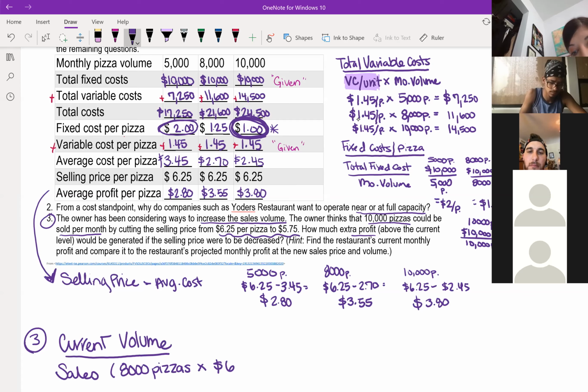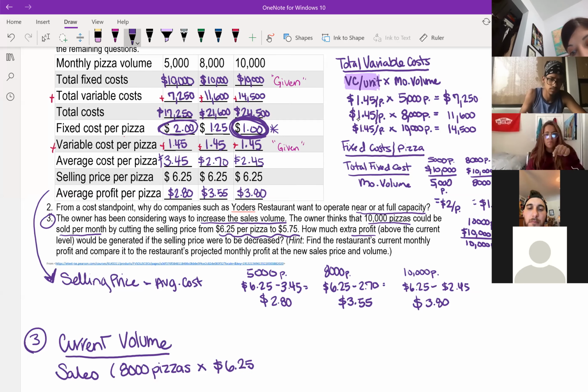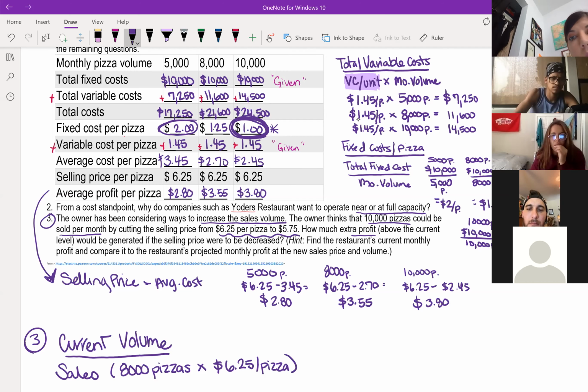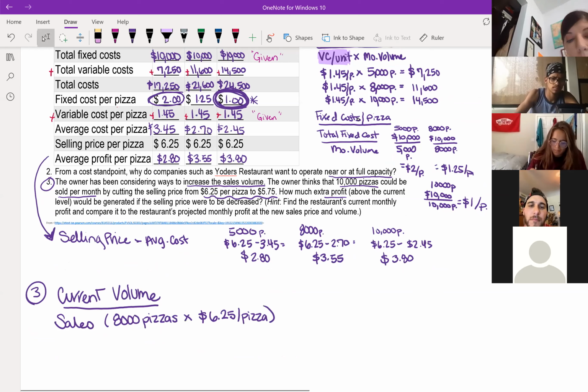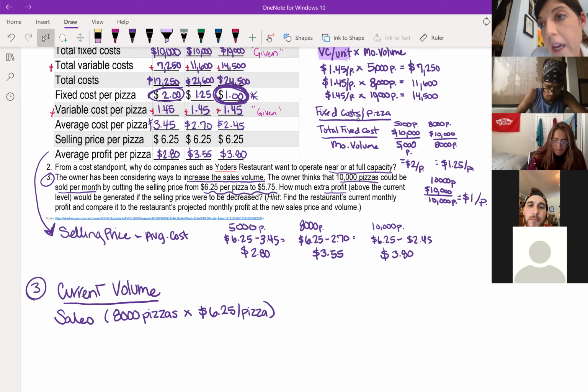$6.25 per pizza. Can you scroll down? Yes, I will. Just let me finish writing that. So we're currently selling 8,000 pizzas. That was given to us above. And our current selling price was also given to us above at $6.25 per pizza.